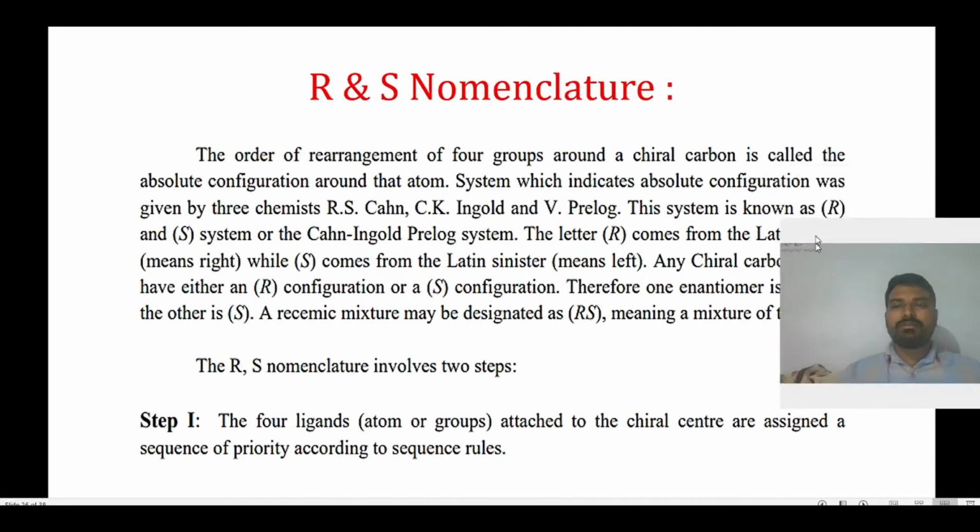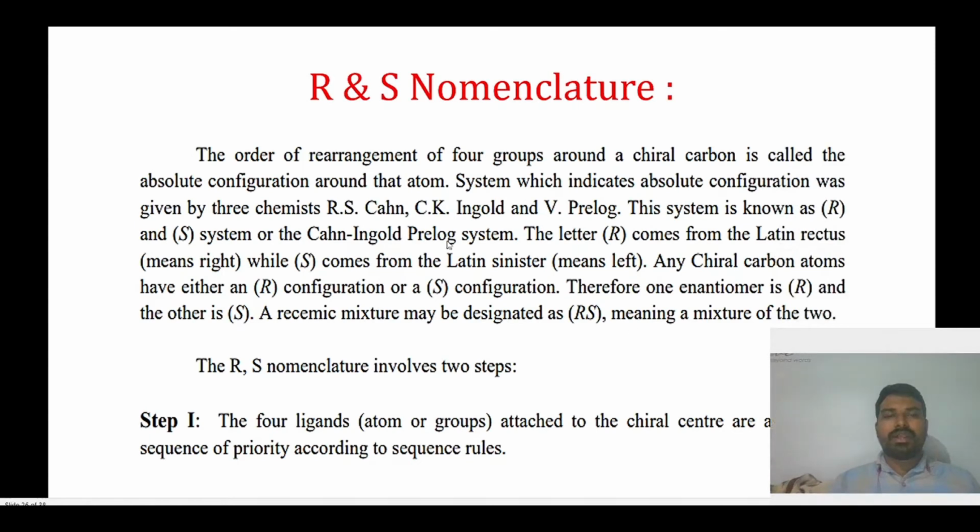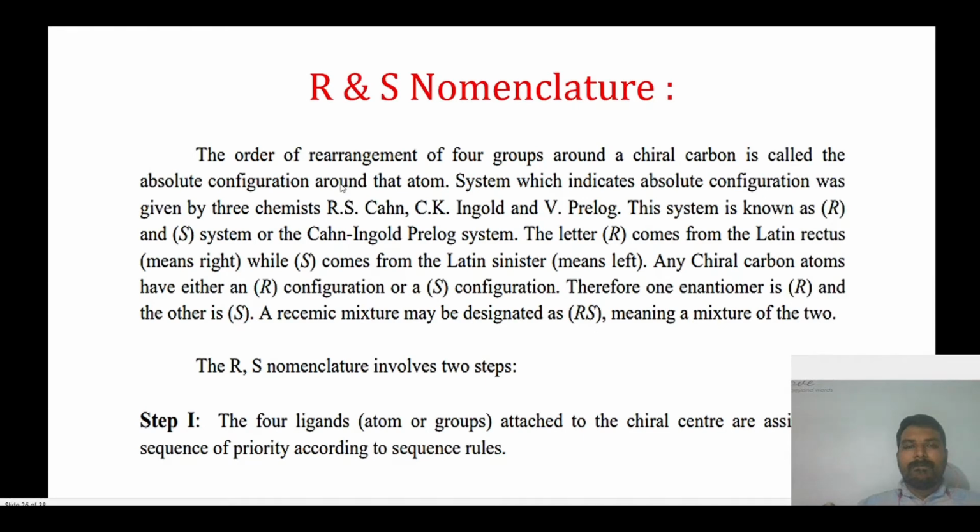Now the most important, R and S nomenclature. The order of arrangement of 4 groups around a chiral carbon is called the absolute configuration around that atom. The system which indicates absolute configuration was given by 3 chemists, that is R.S. Cahn, C.K. Ingold and V. Prelog. This system is known as the R and S system or the Cahn-Ingold-Prelog system.